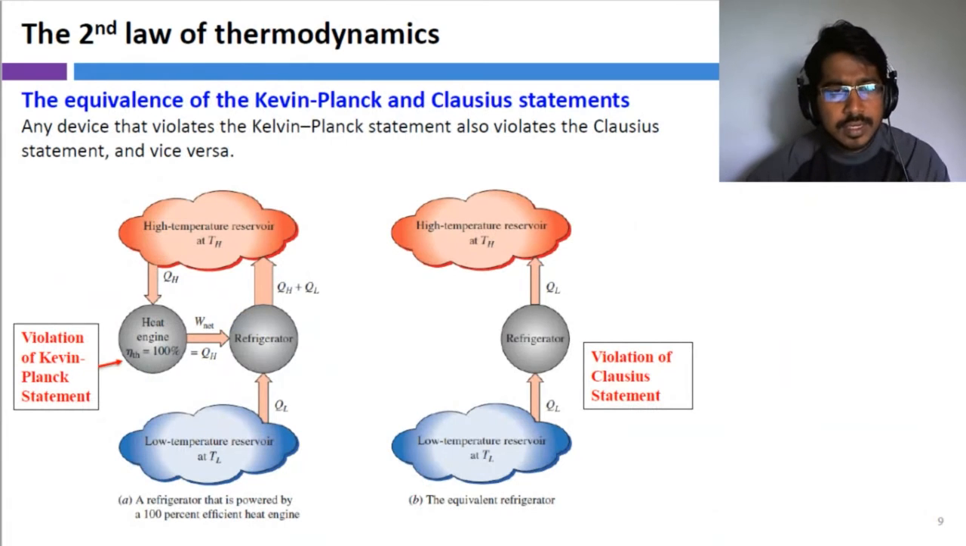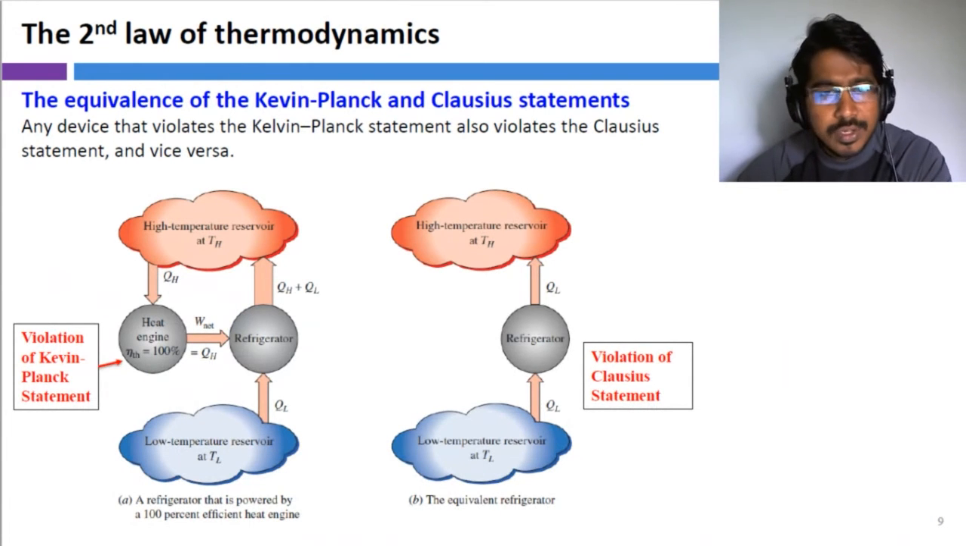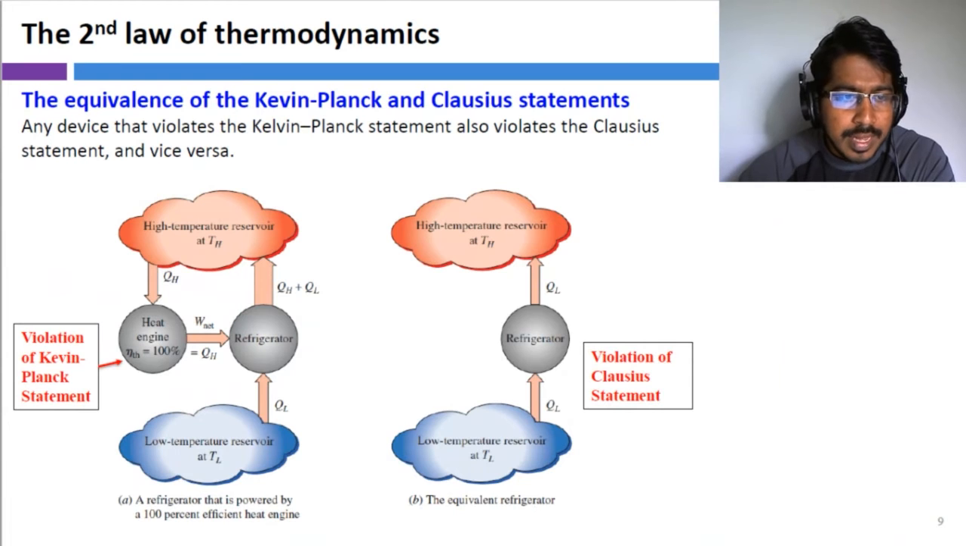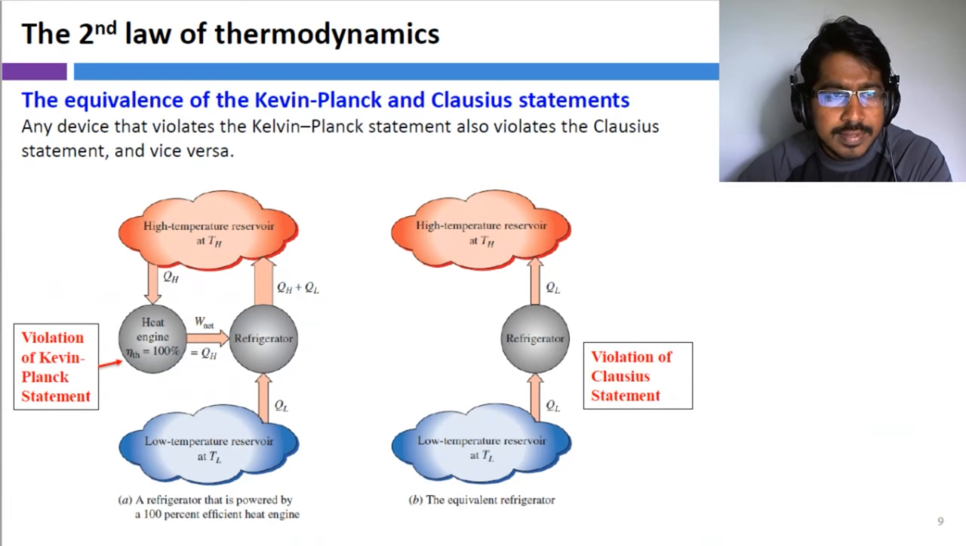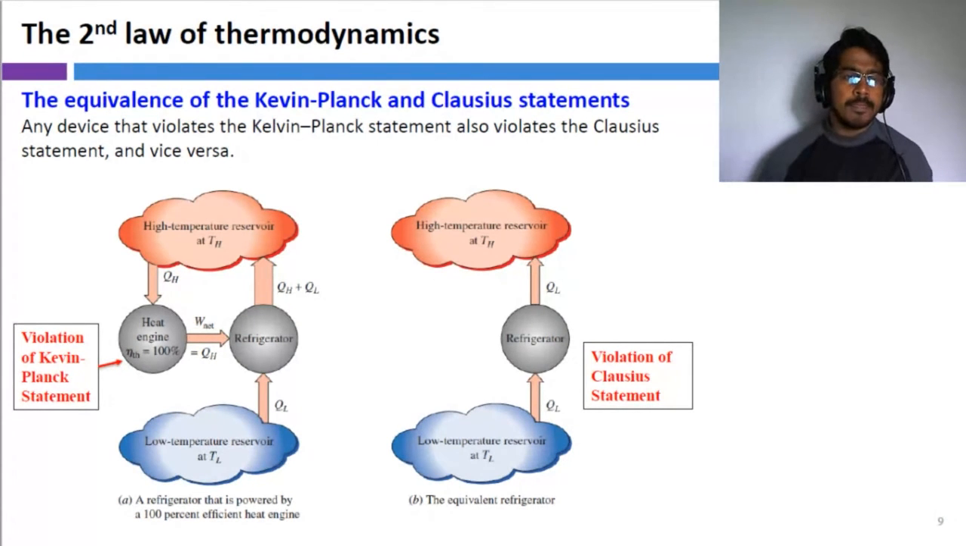So we learned two statements, right? We learned two statements: the Kelvin Planck statement and the Clausius statement. So we did not prove any of those, but if we agree with one, you have to agree with the second one, so that we can prove, right? You cannot say that I agree with the Kelvin Planck statement, but I don't agree with the Clausius statement. You cannot say that. If you agree with one, you're bound to agree with the second one, right?